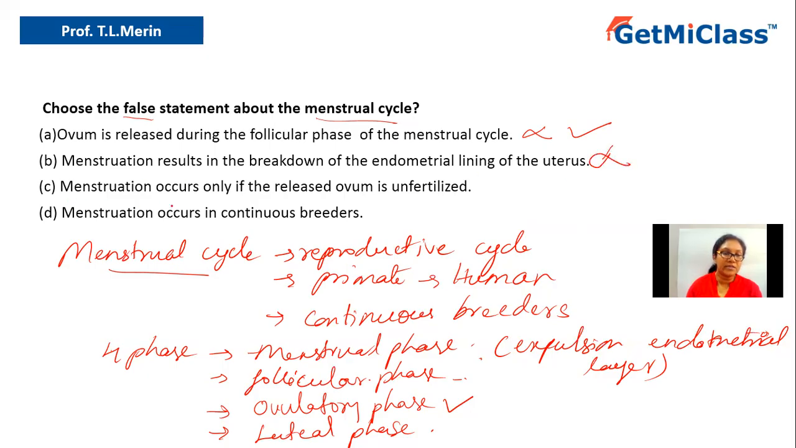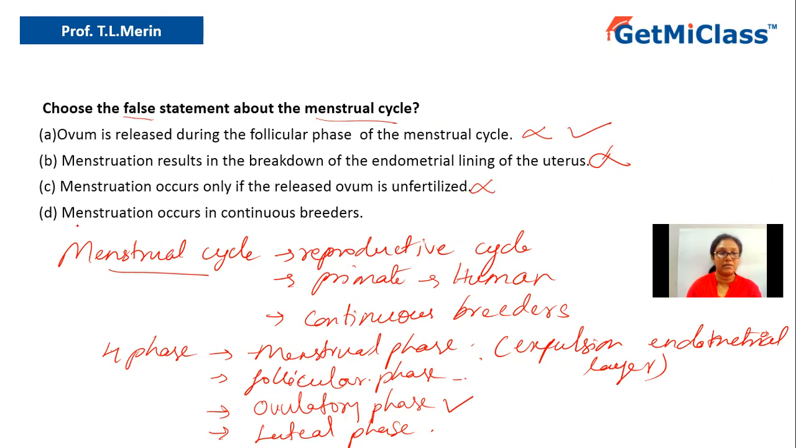Now, option C says menstruation occurs only if released ovum is unfertilized. Yes, absolutely right. If the ovum does not undergo fertilization, only then the menstruation cycle will continue. Otherwise, if it gets fertilized, then embryogenesis will begin. Menstruation will not happen once the egg gets fertilized. If everything goes well, then menstruation will not occur till the delivery of the baby, and after the delivery of the baby, the cycle will begin again. This is a correct statement, but that is not our answer because we are looking for the false statement.